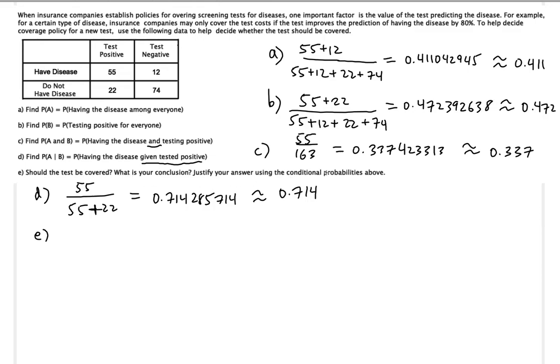Justify your answer using the conditional probabilities above. So you should understand, what are you trying to compare? Notice that once again, we can read up here. It says, for a certain type of disease, insurance companies may only cover the test cost if the test improves the prediction of having the disease by 80%. To help decide coverage policy for a new test, use the following data to help you decide whether the test should be covered. So we have to basically measure the improvement of the test and make sure that it's at least 80% improvement versus the general probability.